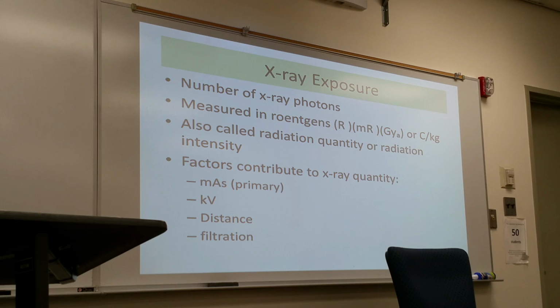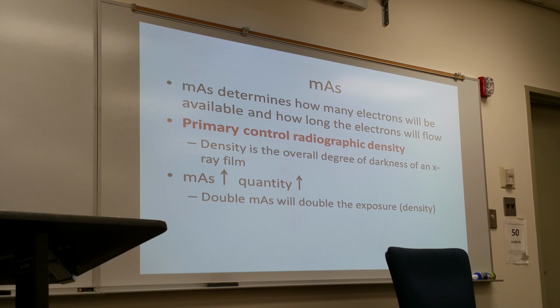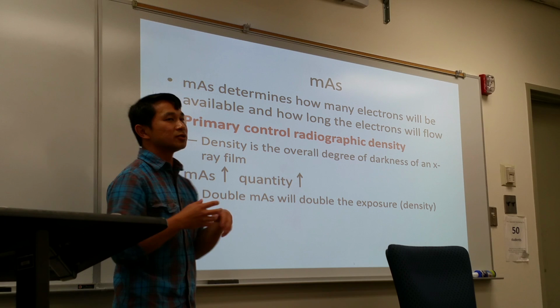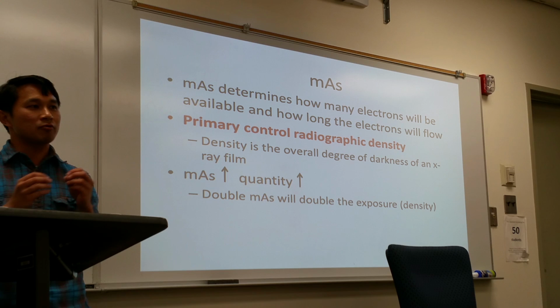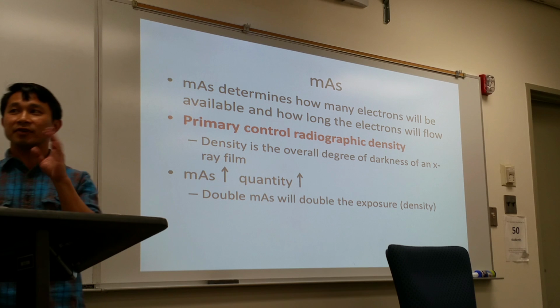All right, milliampere-seconds, mAs. The milliamperage determines how many electrons will be available, and how long the electrons will flow, because it's a second, right? So it's duration, so it's based on amount, quantity. In terms of the radiograph, mAs mainly controls the radiographic density of the X-ray image. That's the overall darkness of the film, how dark the film is or how light the film is.